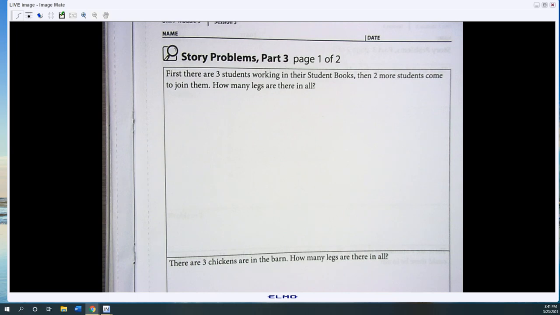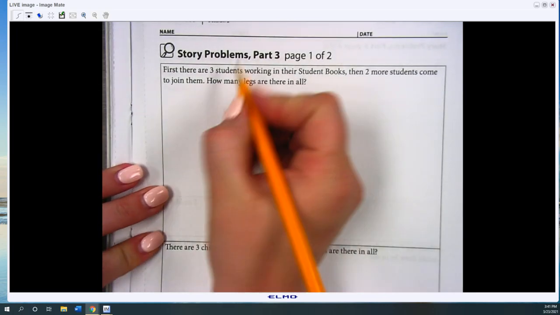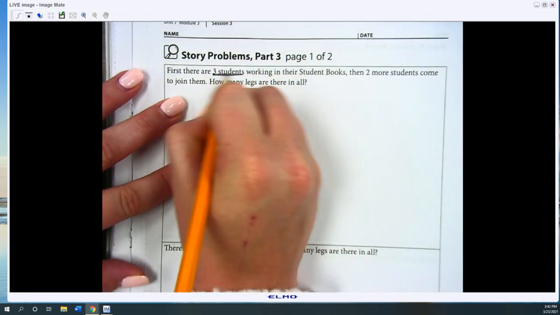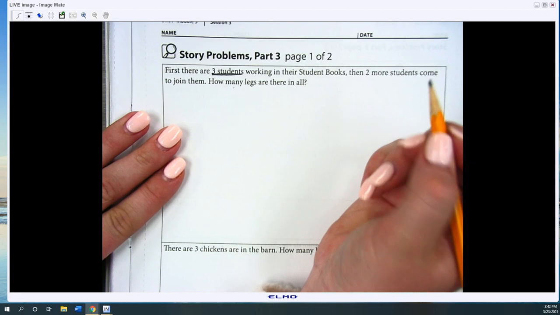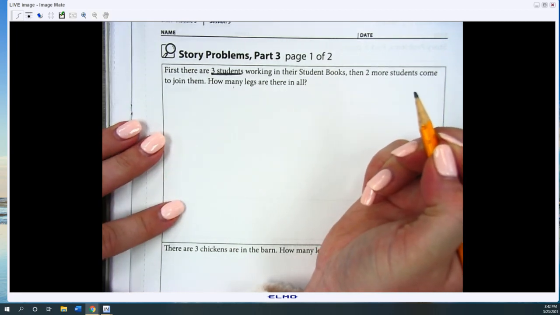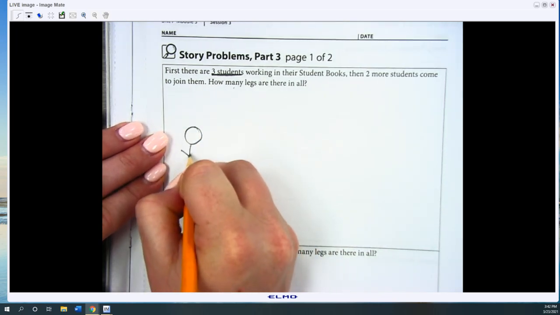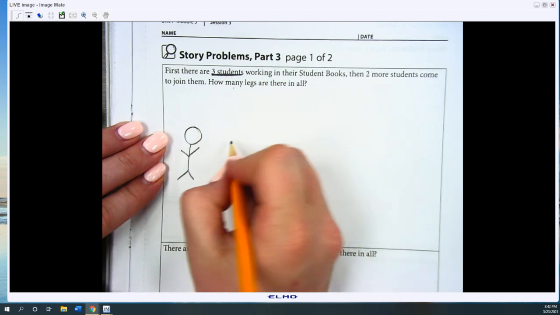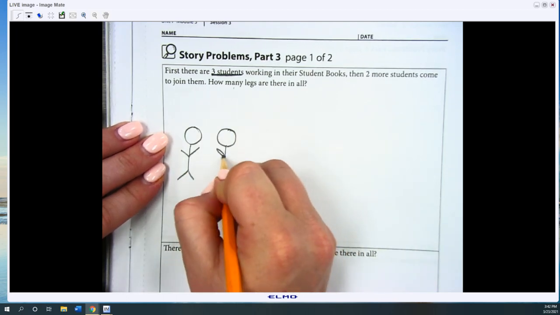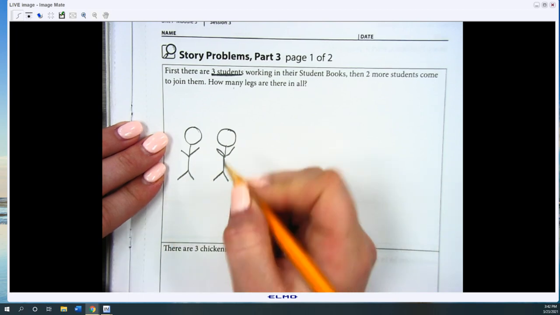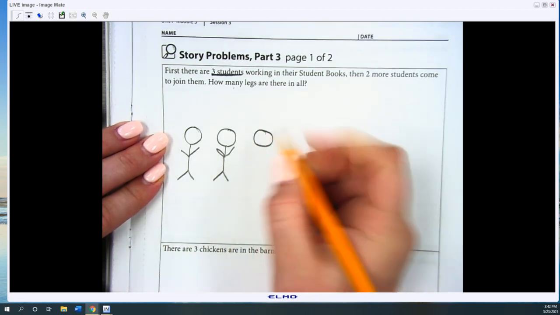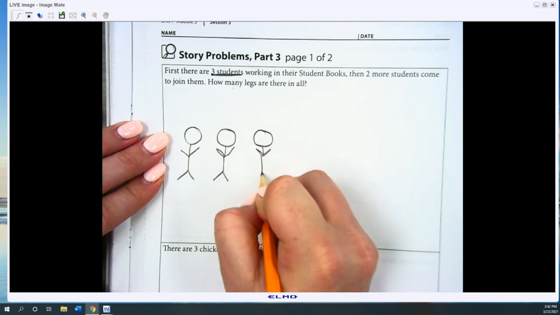So I'm going to help you guys do this one first, and then there's 2 more, and you guys will do that on your own. Okay. So first, there are 3 students working in their student books. So I already know that there's 3 students, so I'm going to go ahead and draw 3 people. And I'm not going to take any time to be detailed, but I'm at least going to draw so I know my problem I am trying to solve.